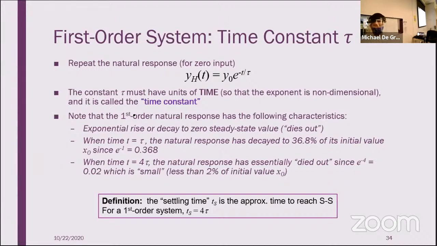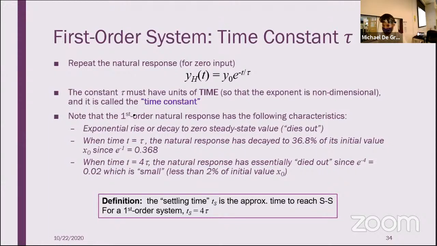Because e to the -4 is 0.02, which is pretty small, 2% of the initial value, right? Beyond that, if you were to go to another time constant, you don't get significant decay anymore. So we consider 4 tau to be the point at which we hit steady state. And so anything beyond 4 tau we consider to be steady state.